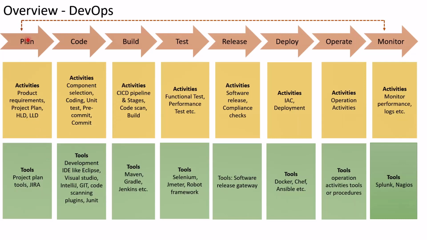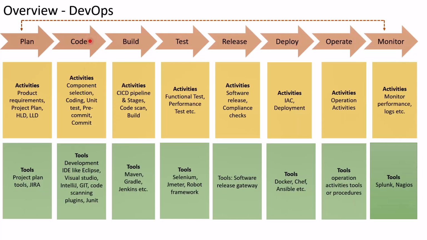For example, if we take the plan stage, there we will do activities like product requirements, project plan, high-level design, and low-level design documents. These activities we will majorly follow. And what tools will we use? Project plan tools, the Jira tool, and other tools also to execute the activities.